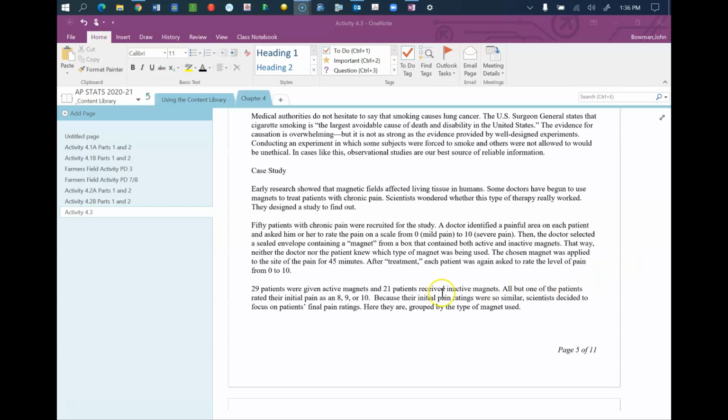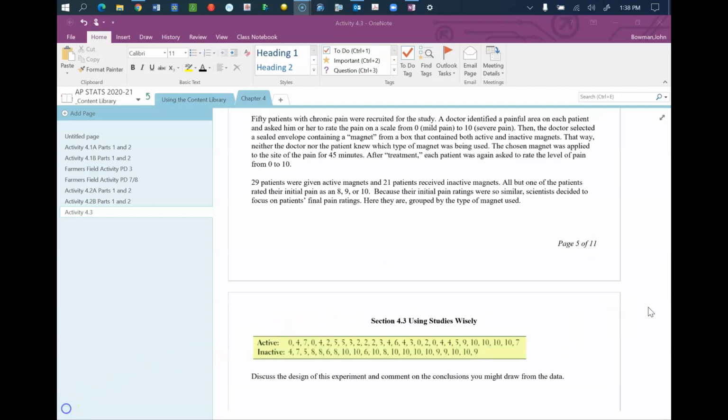All but one of the patients rated their initial pain as an 8, 9, or 10. Because their initial pain ratings were so similar, scientists decided to focus on patients' final pain ratings. Here they are grouped by the type of magnet used. Discuss the design of this experiment and comment on the conclusions you might draw from the data.